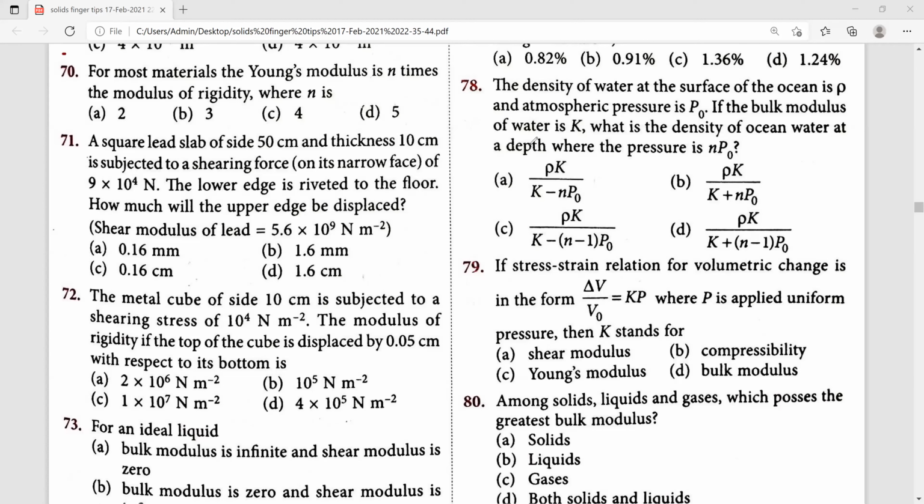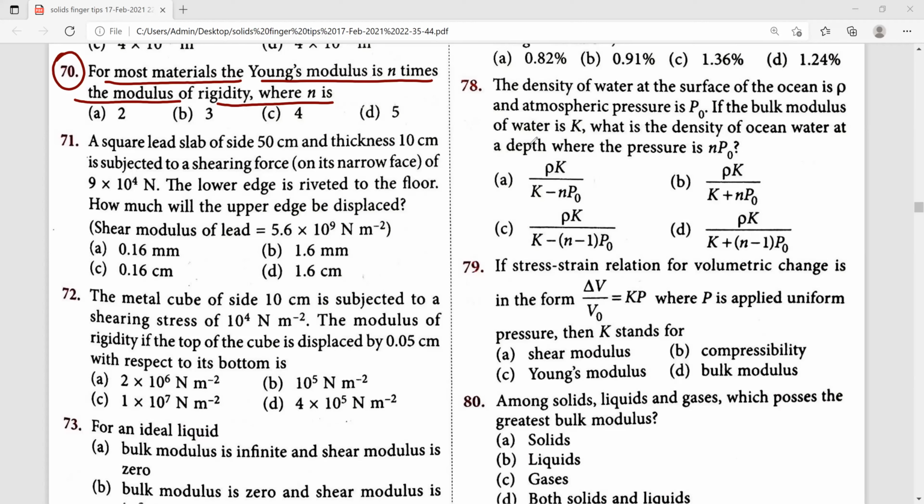So in last session we solved up to 68th, I think. So now we shall move with 70th one. So this is very easy. Read the question and try to guess the answer. For most materials, the Young's modulus is n times the modulus of rigidity, where n is. So options they have given 2, 3, 4 and 5.